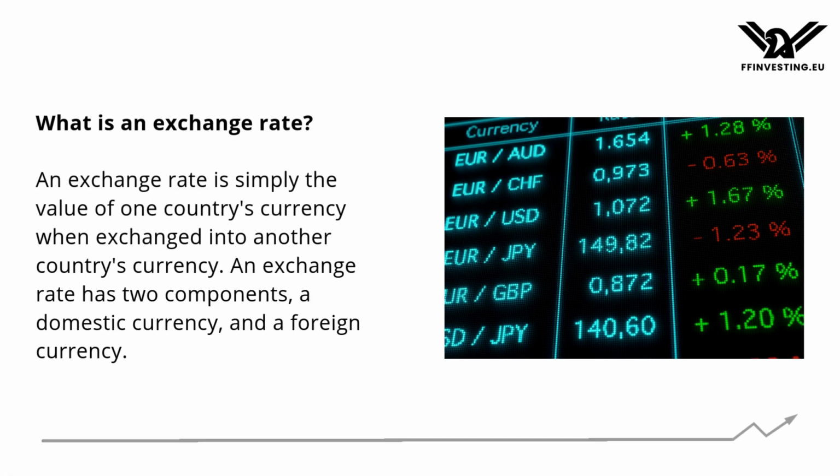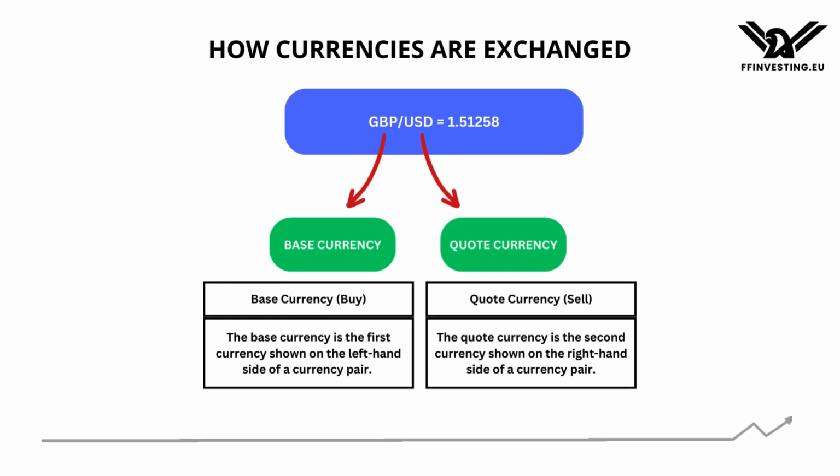So an exchange rate is simply the value of one country's currency when exchanged into another country's currency. So we're always looking at two countries' currencies in an exchange rate. And what we need to understand is that when you look at an exchange rate, you're always going to have a currency on the left-hand side, which is called the base currency. And then you're going to have a currency on the right-hand side, which is called the quote currency. And then you're going to have an exchange rate of value. And what this is basically telling you is that we are looking at the value of the base currency when exchanged into the quote currency.